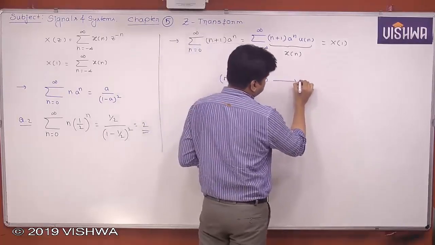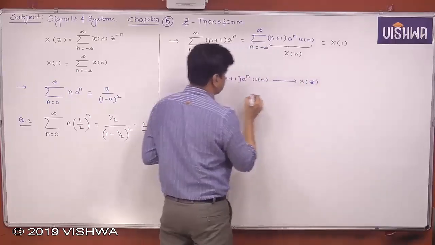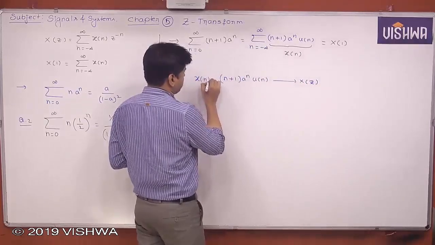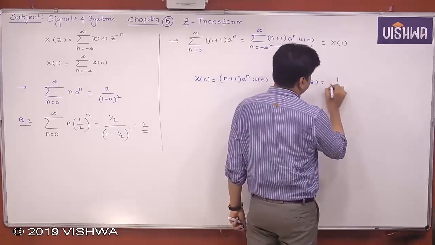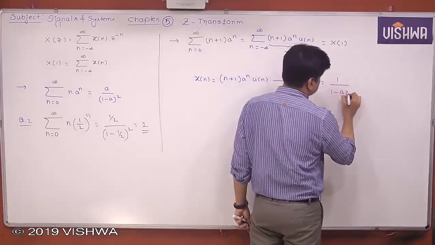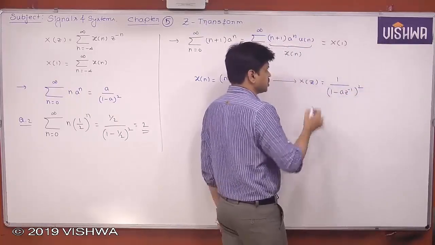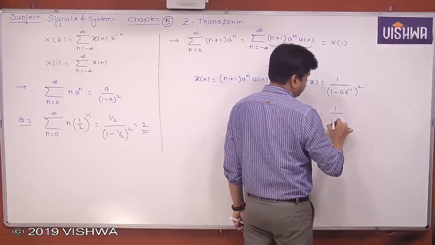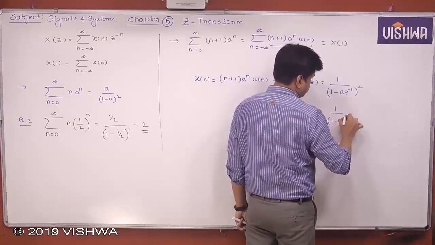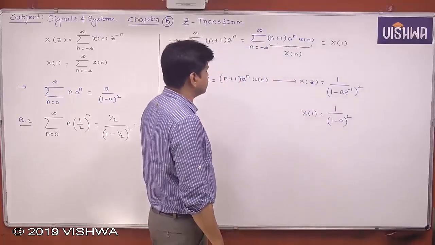First, for n plus 1 a power n u of n, what is x of z? This is nothing but 1 by 1 minus a z inverse whole square. So from this I can say x of 1 is 1 by 1 minus a whole square. That is the formula we can say. Clear? Take it.